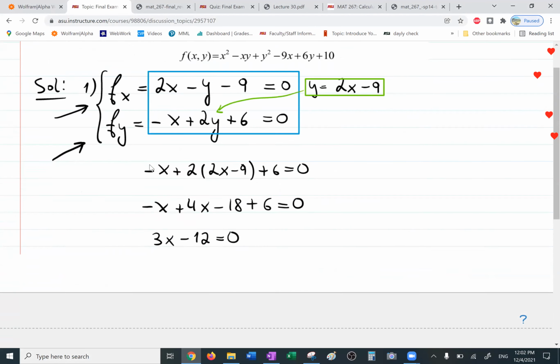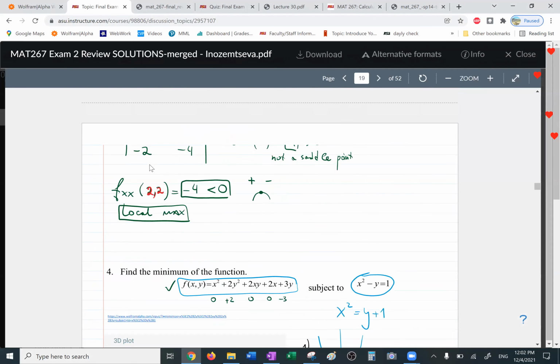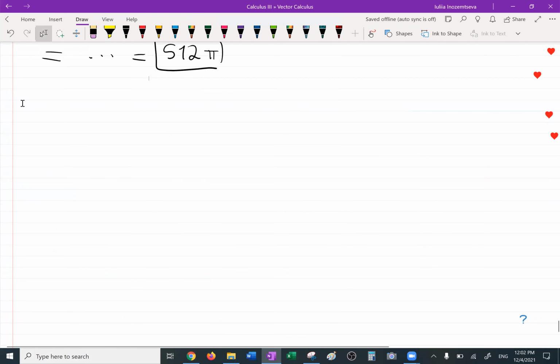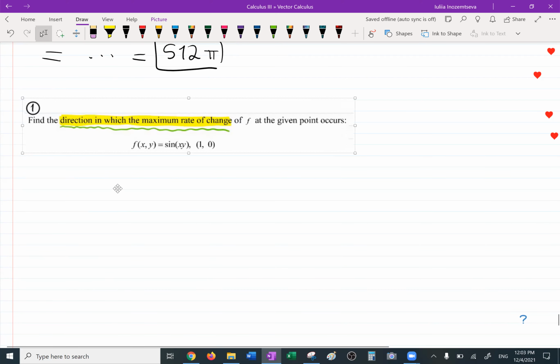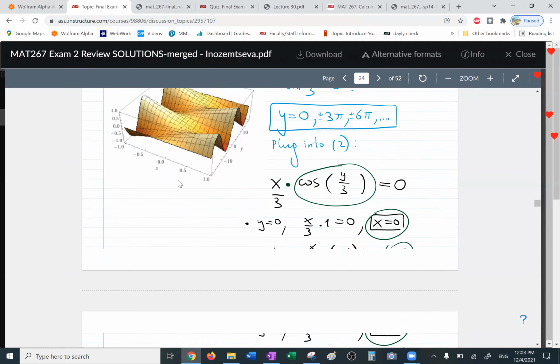Do you understand? This problem is asking for the gradient at the point. That's why I highlighted it: the direction in which the maximum rate of change is occurring. I remember you guys reviewed it for the second exam, and most of you were pretty good at this. But you should know what it means.